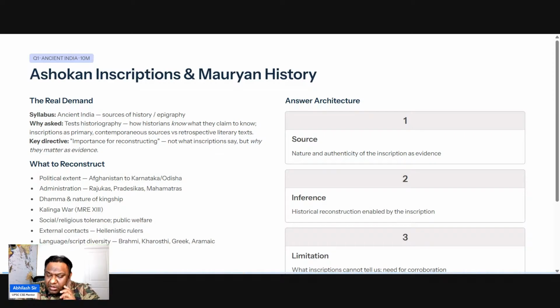And so from Afghanistan, from south in South Karnataka and then in East Odisha, and administration had Rajukas, Pradesikas, Mahamattas, and Dhamma and nature of kingship. What was mentioned to do the governance, you know, and if you can give a reference of the Kalinga war, but it was one phase of Ashokan rule. It was not the only phase, but there's a whole lot of activity before the Kalinga war and after the Kalinga war. Okay. Then the social religious tolerance, public welfare mechanism, and how the communication was passed on to the people of that demography or that geography, and external contacts specifically in the Greco-Roman area where the Hellenistic rulers came.